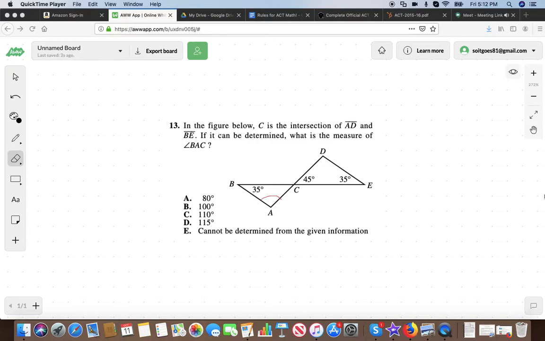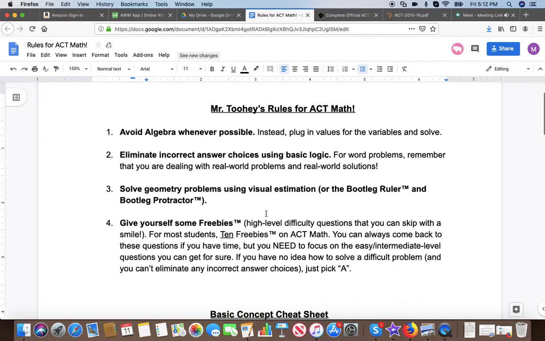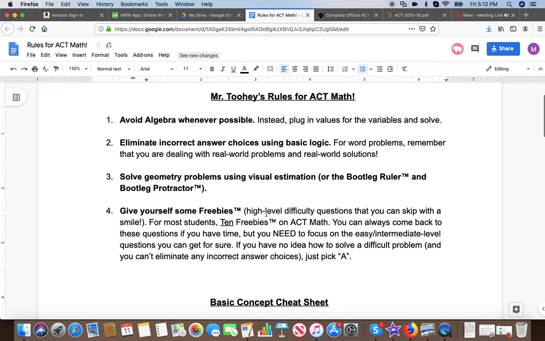Before we think about doing any math or any operations, let's talk about some basic logic and basic estimation. In fact, I want to go over one of the rules for mathing here. This is for geometry. Go ahead and read rule number 3 for me, please. One of my 4 main rules. Solve geometry questions using visual estimation. Or the bootleg ruler. That's when we're talking about lengths here. Or the bootleg protractor, which I'll show you both of those coming up.